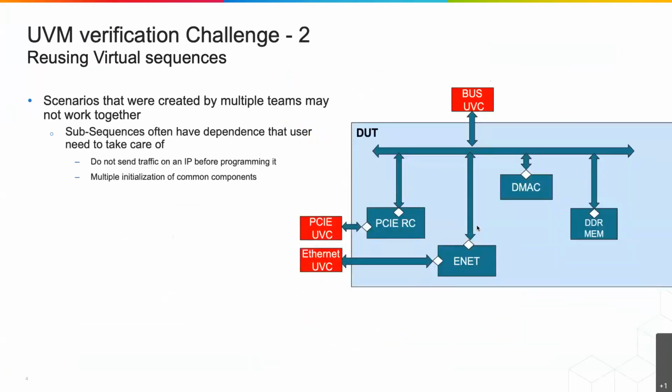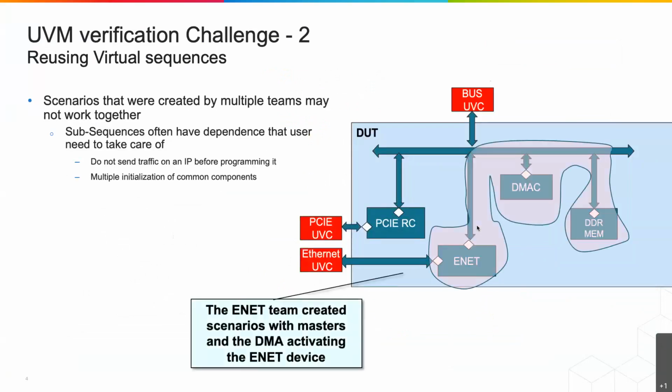Another challenge in UVM is that virtual sequences developed by different teams cannot be reused at higher levels of verification. Consider the following case of two teams verifying their subsystems independently. The Ethernet subsystem team is verifying their Ethernet subsystem data path. That includes initialization of the Ethernet IP, programming the DMA buffer descriptors, and initializing the DDR controller. Once all this is done, they can send traffic to the Ethernet.